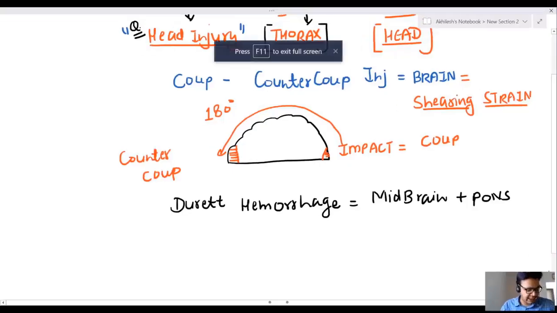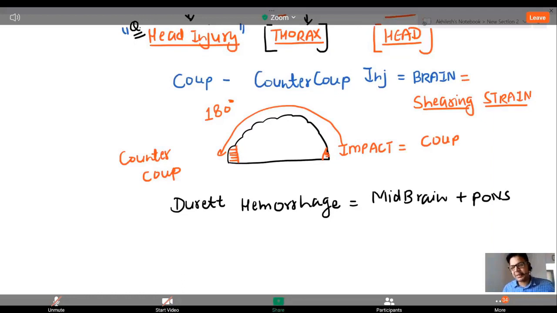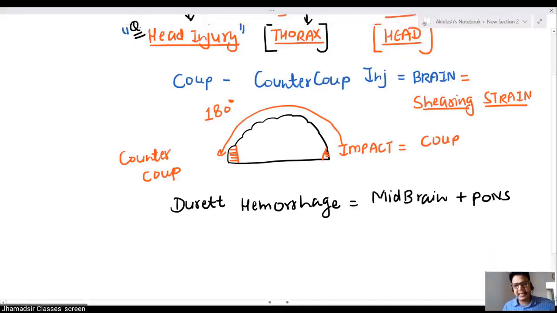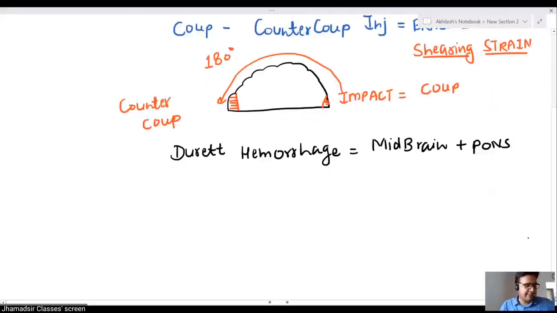Of hemorrhage is known as durate hemorrhage. Sometimes a question comes: durate hemorrhage is seen in brain.